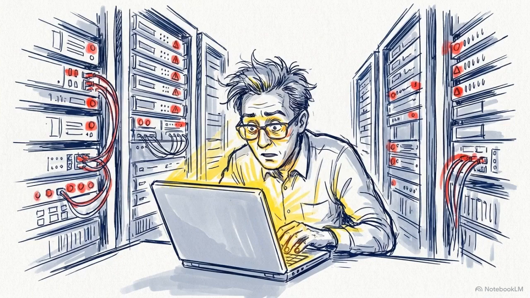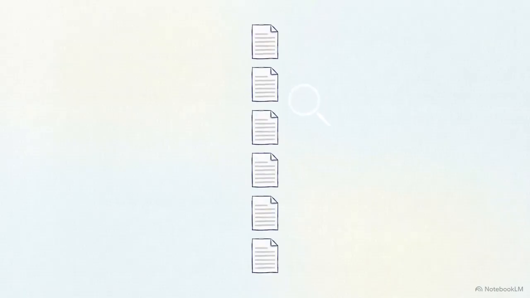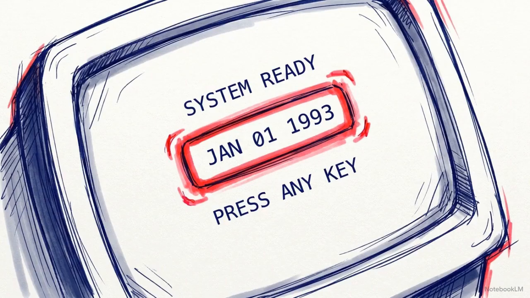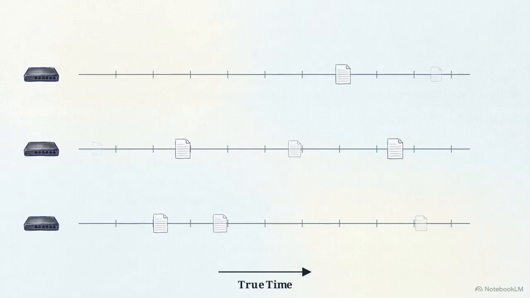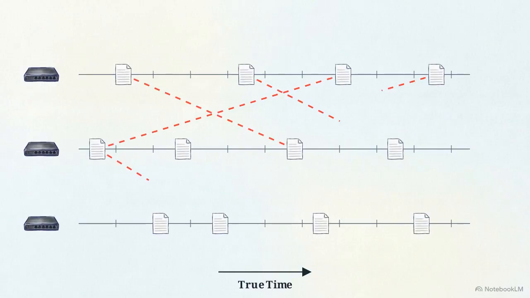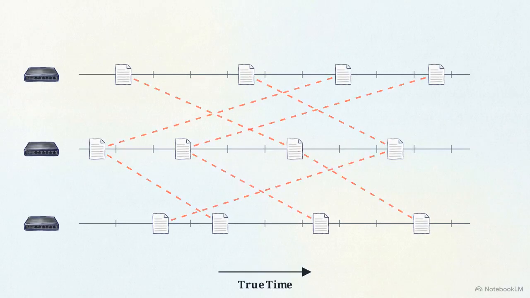You're tracking down a sudden network outage. You pull up the device logs to find out exactly what failed and when, only to see every entry stamped with a date from 1993. Without accurate timestamps, piecing together a sequence of events across multiple routers and switches is impossible.